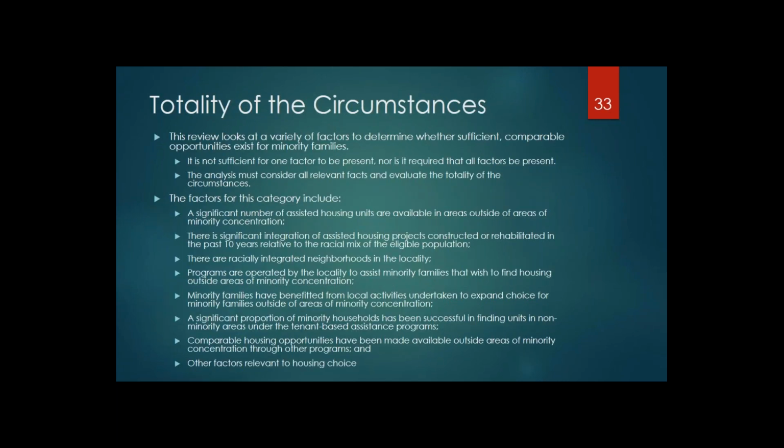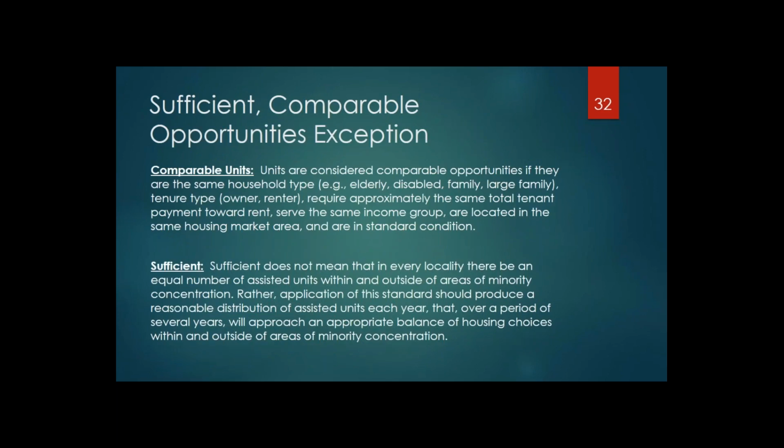Before getting into this, you can go back one slide. We should consider the definitions of comparable and of sufficient. Both of these definitions are set forth in the PBB regulations as well as in Appendix 3 of the RAD notice. The regulations define a comparable unit as units that are of the same household type, tenure type, require approximately the same total tenant payment toward rent, serve the same income group, are located in the same housing market area, and are in standard condition.